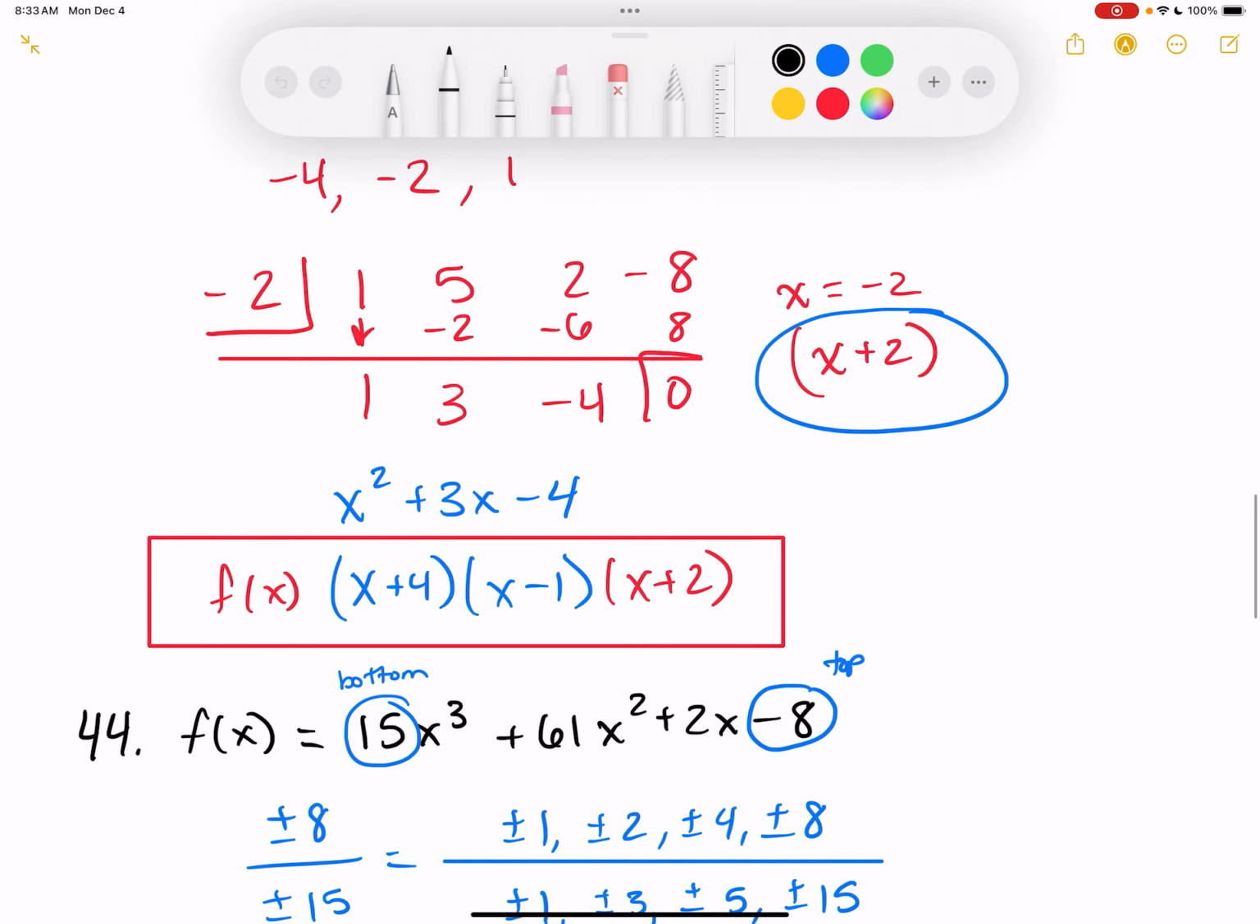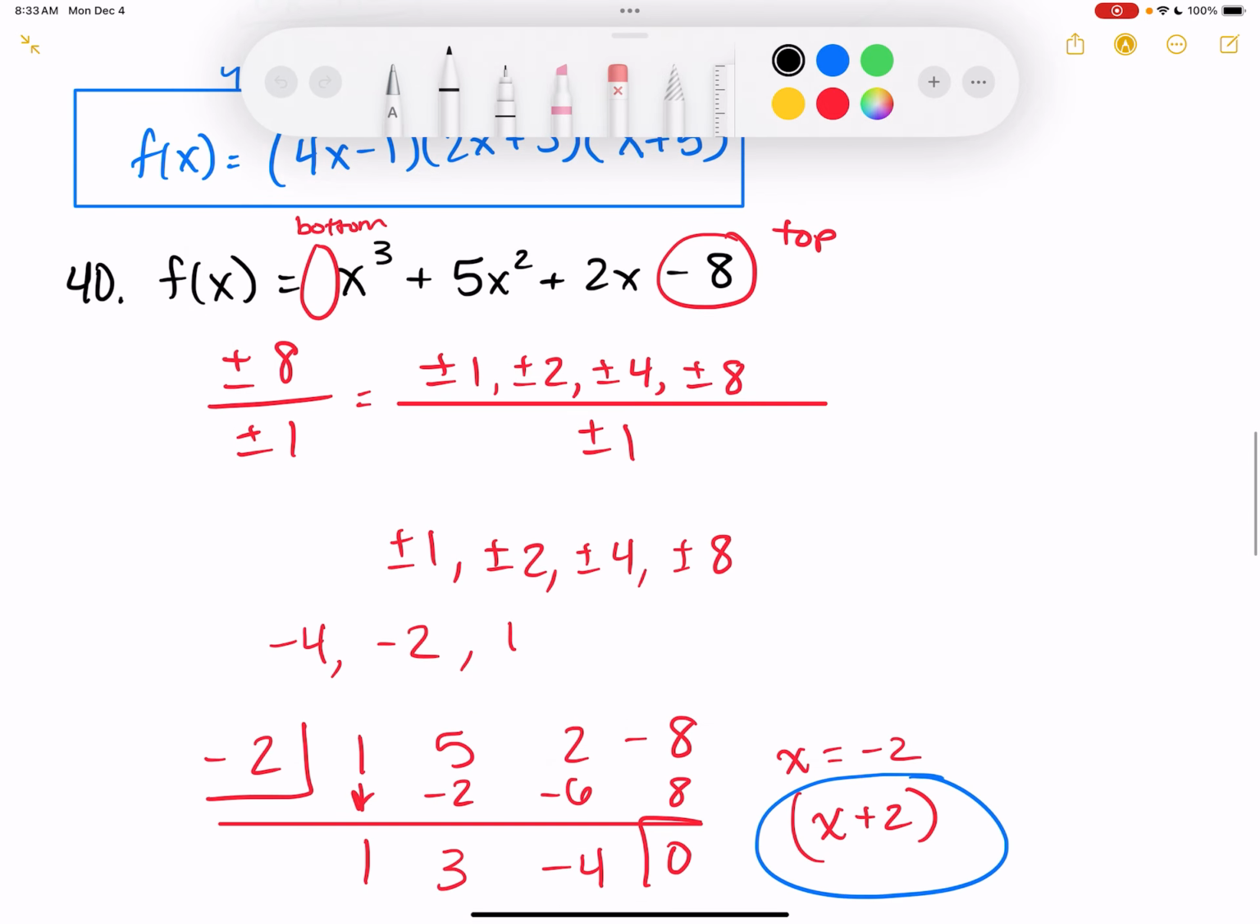Let me go back and have you put in a different one so that it's easier to see what's happening. Go back and put in the problem from 40. That way you can actually see what's supposed to be happening. That was a weird problem to do it. So in y equals, put x cubed plus 5x squared plus 2x minus 8.